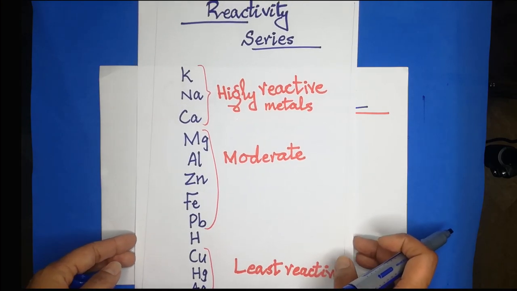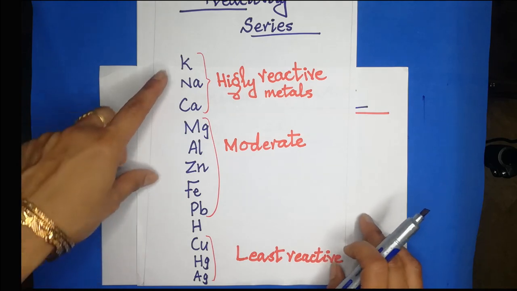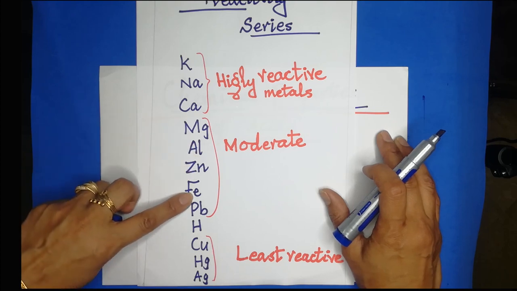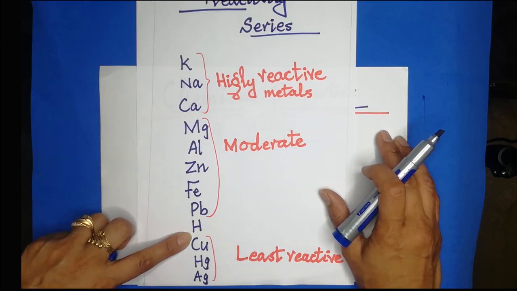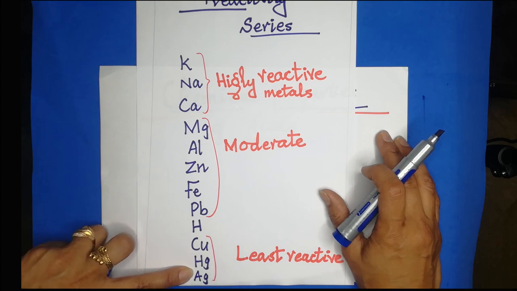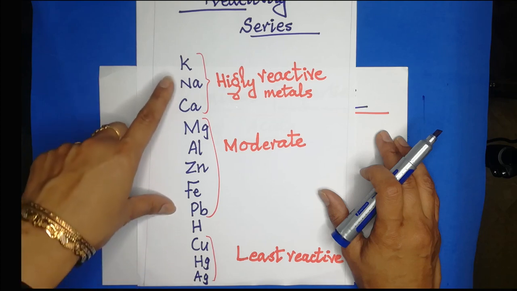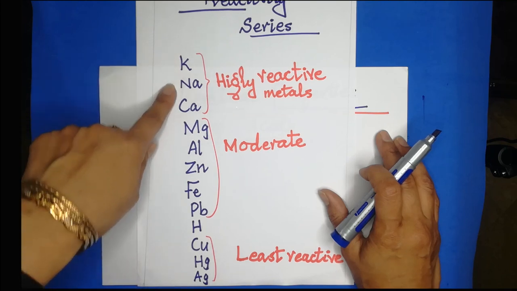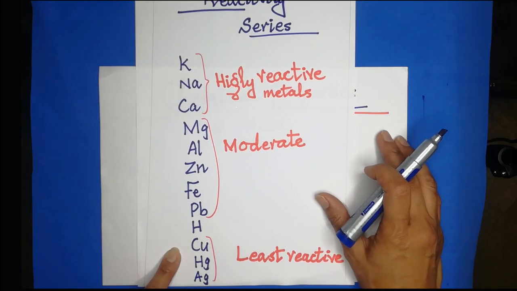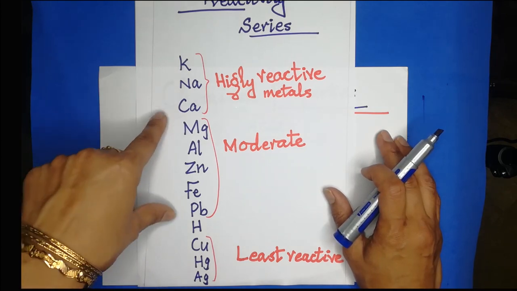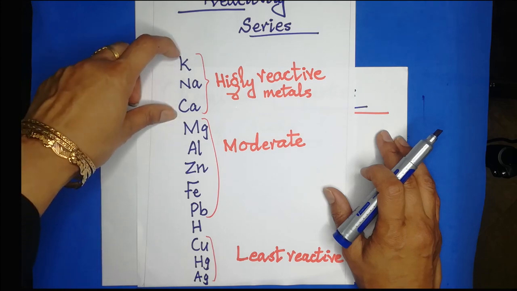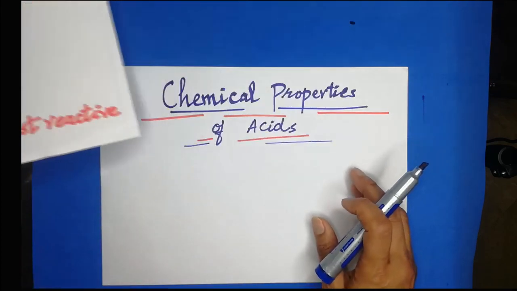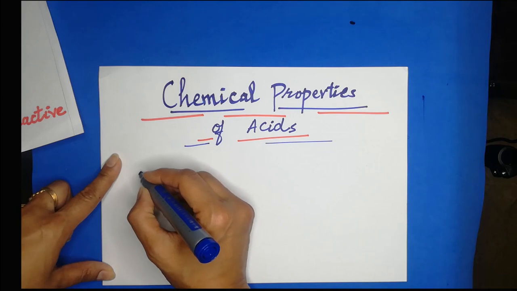There is a little way through which you can memorize this reactivity series, like "Kamal never calls me at zoo, full public has come to say hi." Assalamu alaikum. These are the metals of the reactivity series which you have to learn in this order, and in further studies you have to memorize it. You have to keep in your mind which metal is highly reactive, which is moderate and which is least reactive.